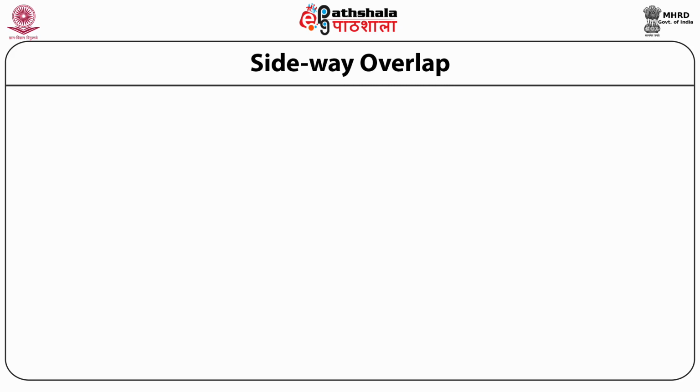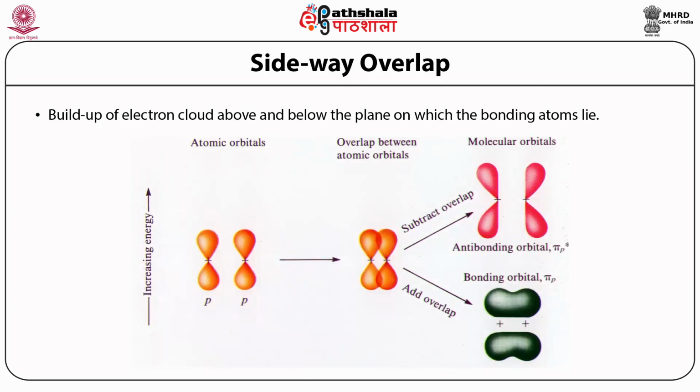Now if these p orbitals have the sideway overlap, that is the buildup of electron cloud above and below the plane on which the bonding atoms lie, that is the atomic orbitals, they have the sideway overlap. So if they have the subtract overlap shown by the upper figure, that is the pink one, then it is represented by the anti-bonding orbital pi p star, and if they have the add overlap shown by this green one, that is the bonding orbital represented by pi p.